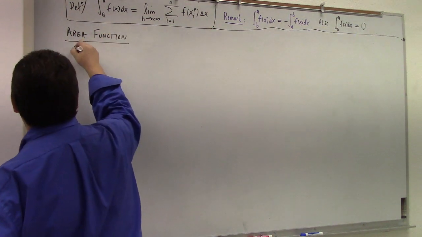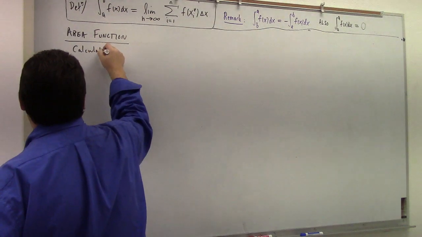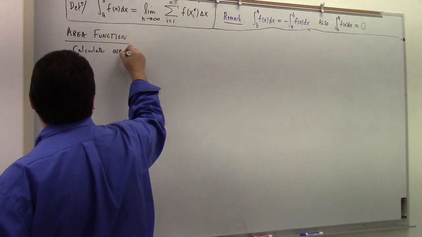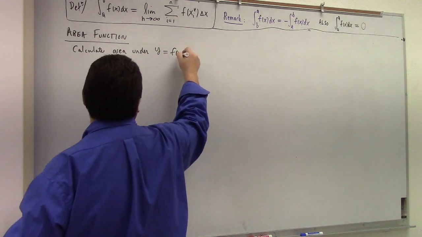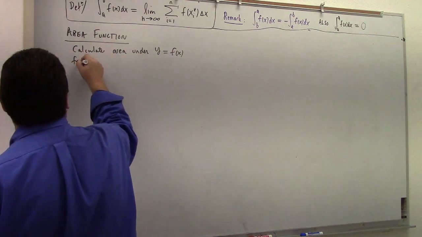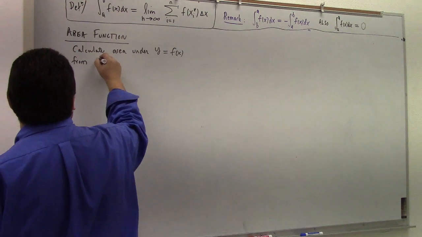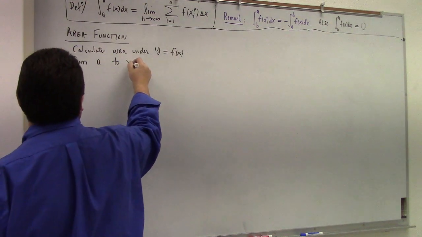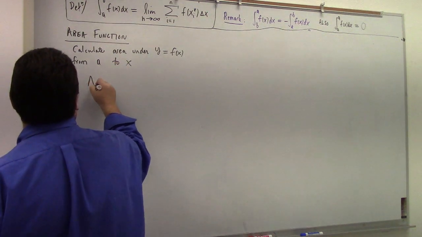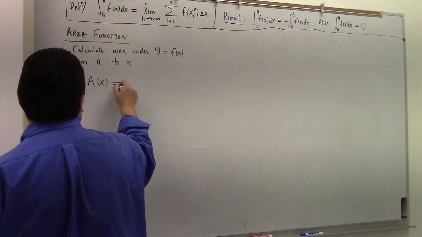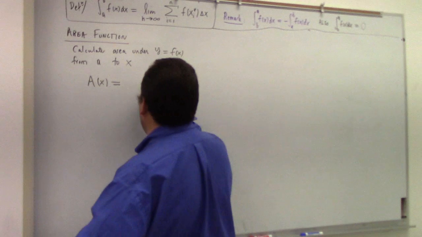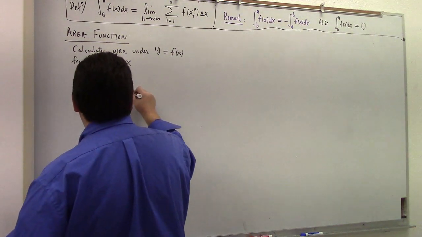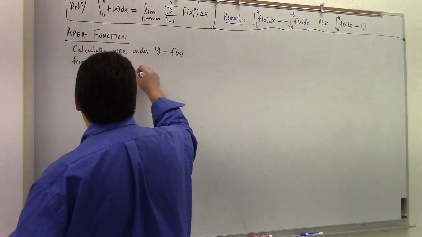So calculate the area under y equals f of x from a to x. So we'll call this A of x, for A for area. And if you think about it, that's just going to be the integral from a to x, all right?